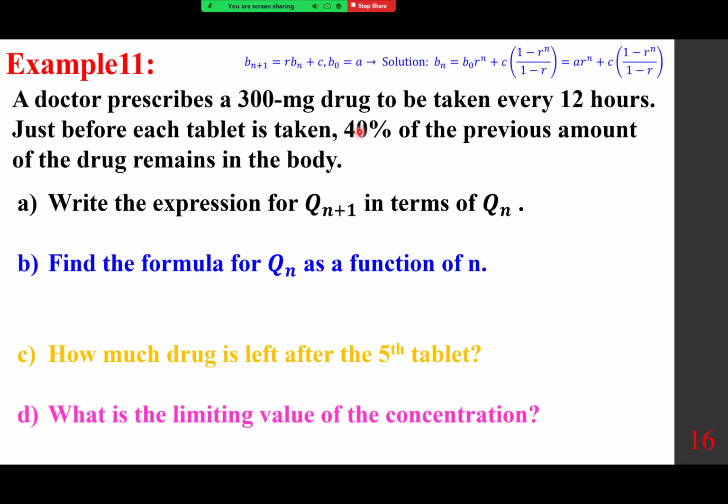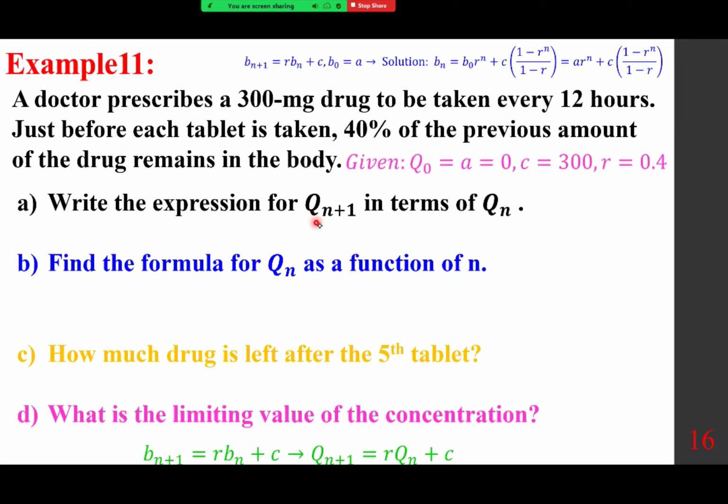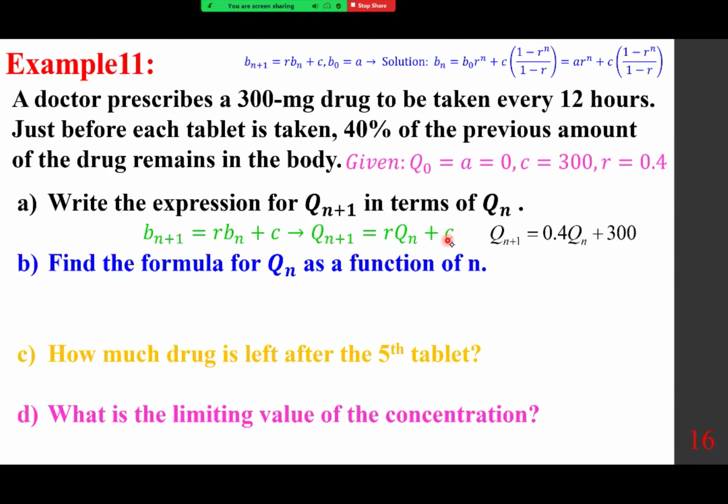And R, 40% of the previous amount remains. What remains in the body is the R, the ratio, the percentage. So we write Q sub 0 or A 0, C is 300, R equals 0.4. And now it makes life easier. Look at this formula: instead of B, we're going to use Q. And because we wrote the given, we are going to replace the R with 0.4, C with 300, we're done. So writing the given helps.